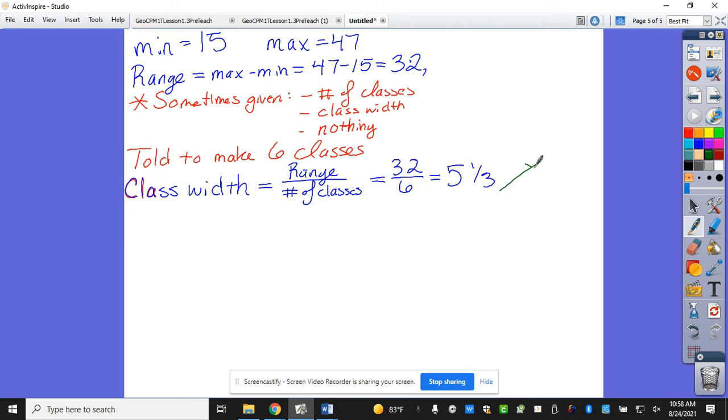Because of that, if we're doing it by whole numbers, it makes it a whole lot easier. You have to go up to the next whole number. Now, do we usually round 5 1/3 to 6? No, we're not rounding here. If we only do 5, we wouldn't cover the full 32, so we need to go up to make sure we've at least covered that much.